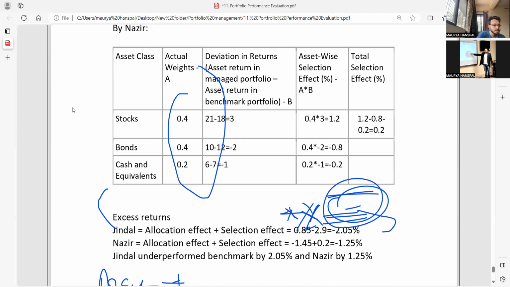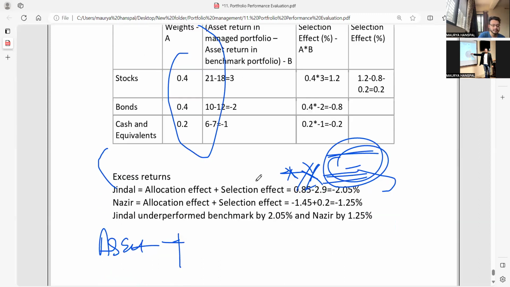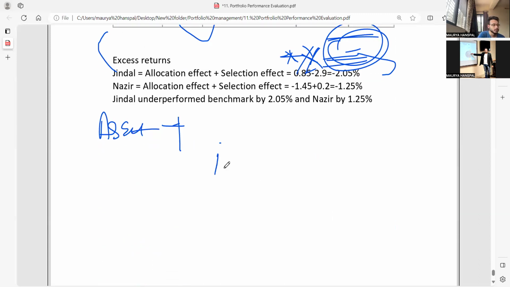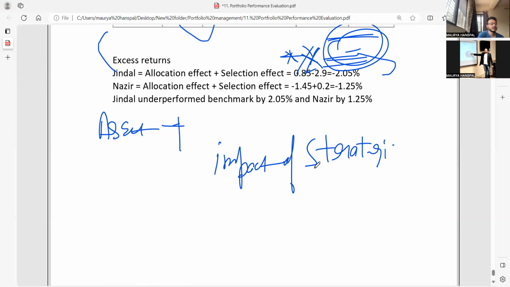But here, this X component can be due to tactical asset allocation, which is a number specifically calculated by the PMs if they have taken certain bets, right? And there can be one more last component, that is the impact of strategic. So what is the impact of strategic? It is nothing but, for example, if I run a portfolio fund, if I run a mutual fund and my benchmark is Sensex 30, okay? So my benchmark is Sensex 30.